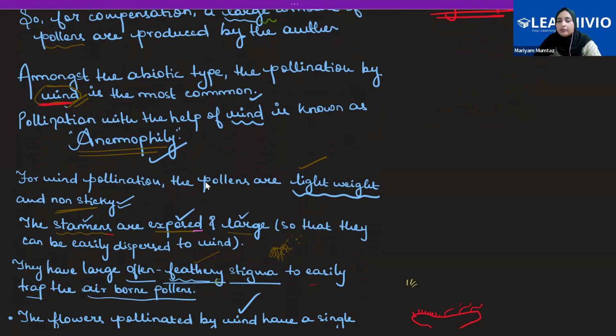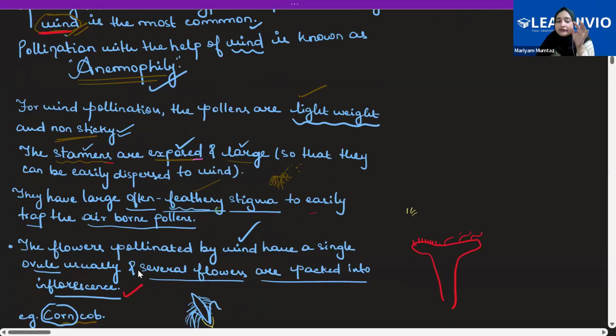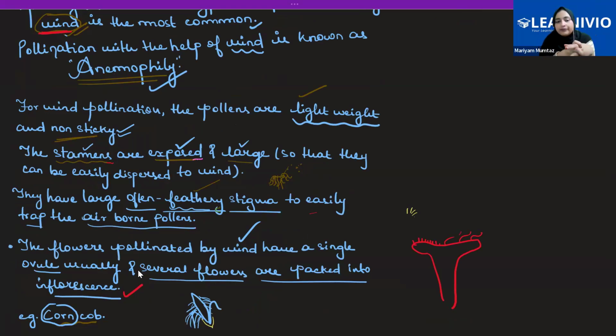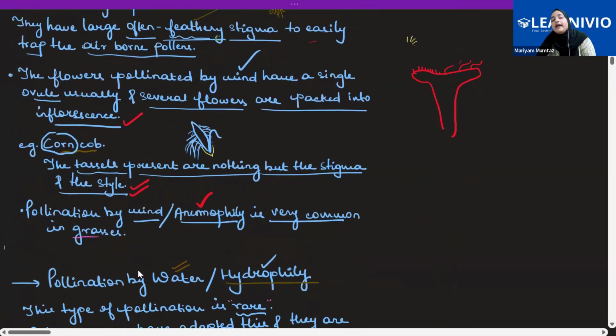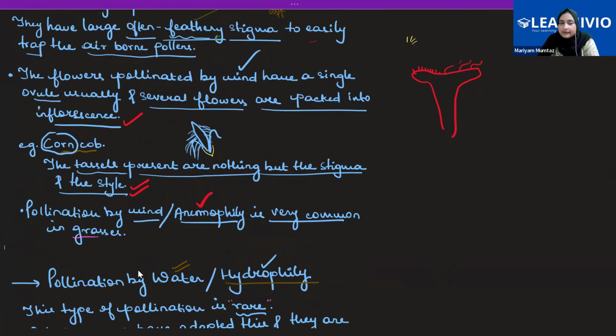So for wind pollination, the pollen grains have to be very lightweight so that they can easily be carried away with the wind. They have to be non-sticky. And in that case, the stamens have to be exposed so that the pollen grains directly come in contact with the air or the wind. Apart from that, the female reproductive part should be feathery so that it can catch the airborne pollen. Now, usually the flowers that are pollinated by the wind have a single ovule, and several flowers are packed into an inflorescence. One such example is the corn cob.